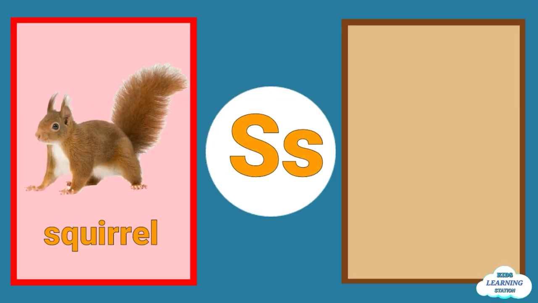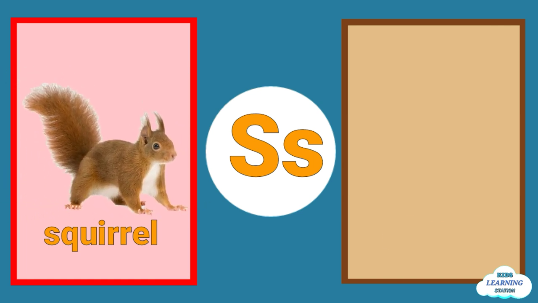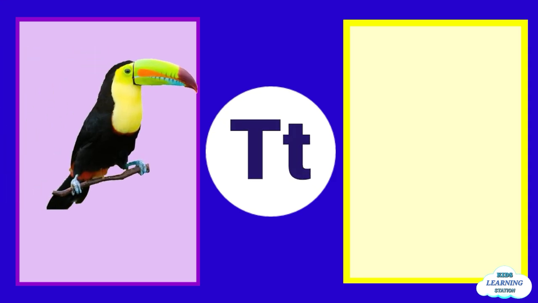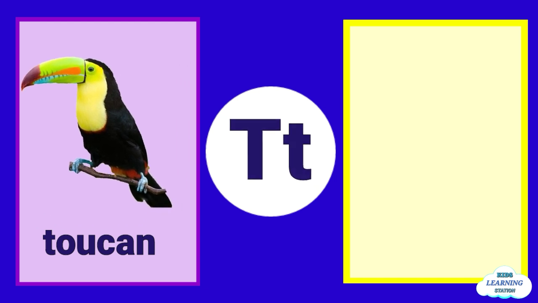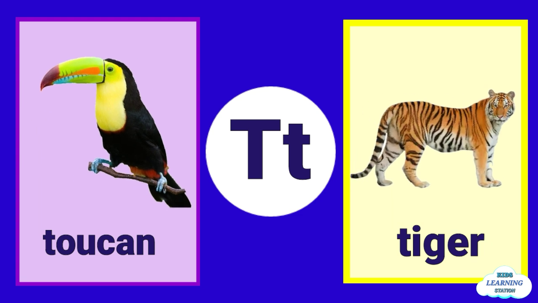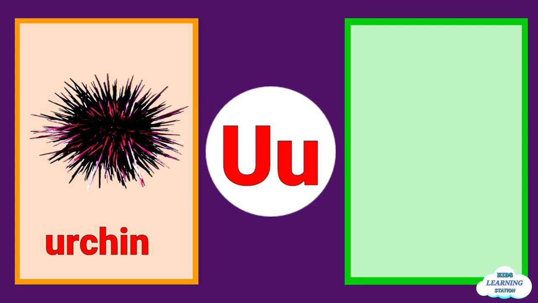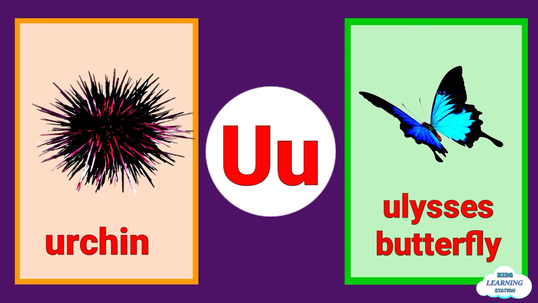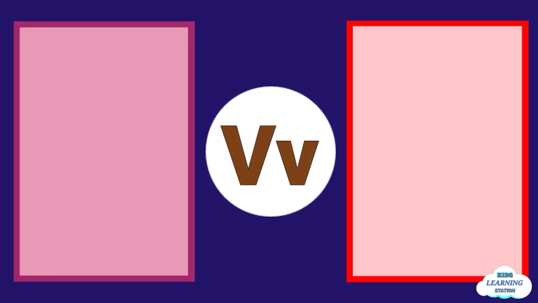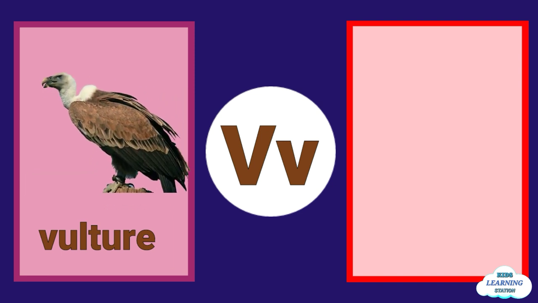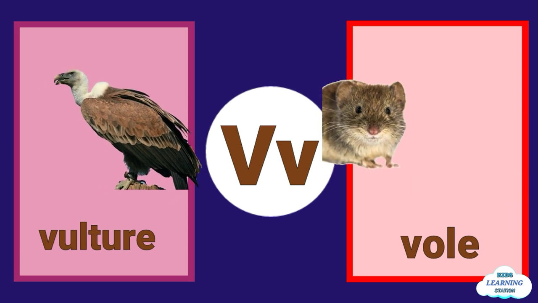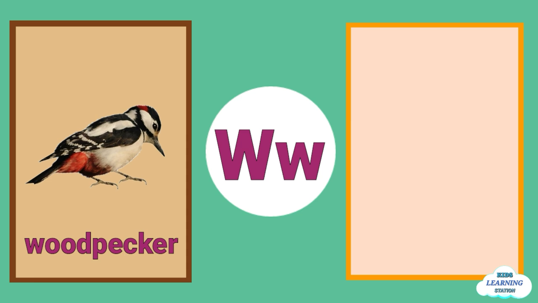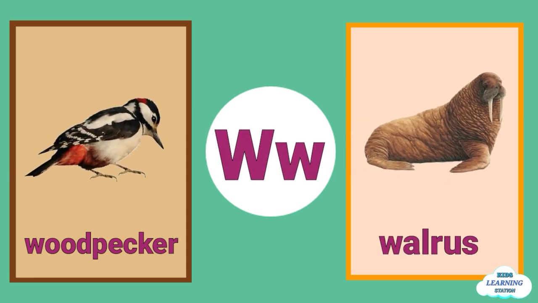S is for squirrel. Squirrel. S is for skunk. Skunk. T is for toucan. Toucan. T is for tiger. Tiger. U is for urchin. Urchin. U is for Ulysses butterfly. Ulysses butterfly. V is for vulture. Vulture. V is for vole. Vole. W is for woodpecker. Woodpecker. W is for walrus. Walrus.